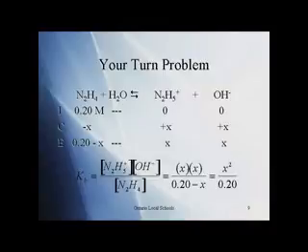Our Kb expression is equal to the concentration of N2H5 plus times the concentration of OH minus divided by the concentration of N2H4. So it's equal to, as we use our equilibrium ICE chart values, X times X over 0.2 minus X. And we simplify that to X squared over 0.20.